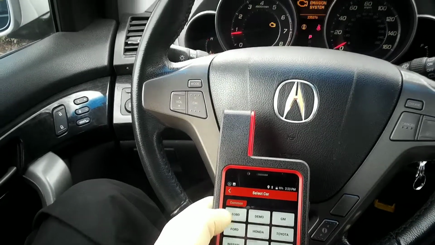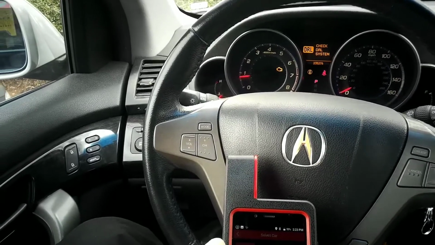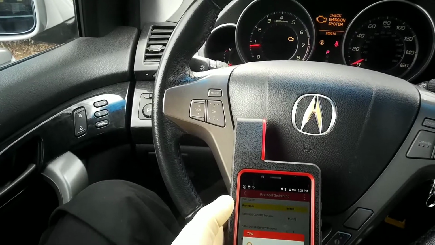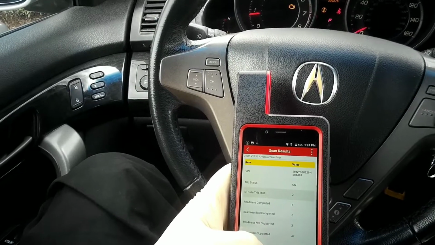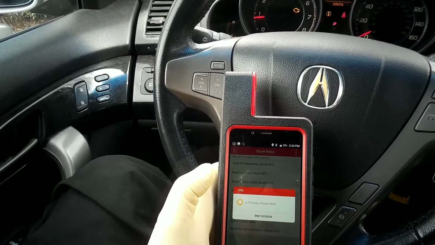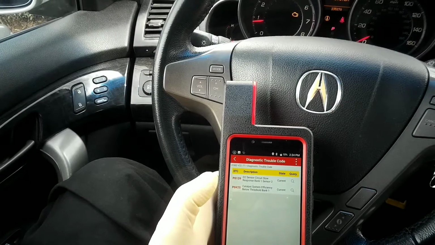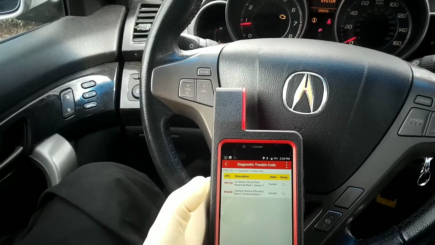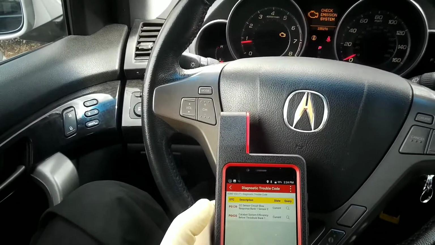So in this case, I'm just going to do generic OBD2 just to see what codes we have. Alright, says we have 2 codes in the system. Read fault code. We got an O2 sensor response code, bank 1, sensor 2, and we got a catalytic converter code, bank 1.